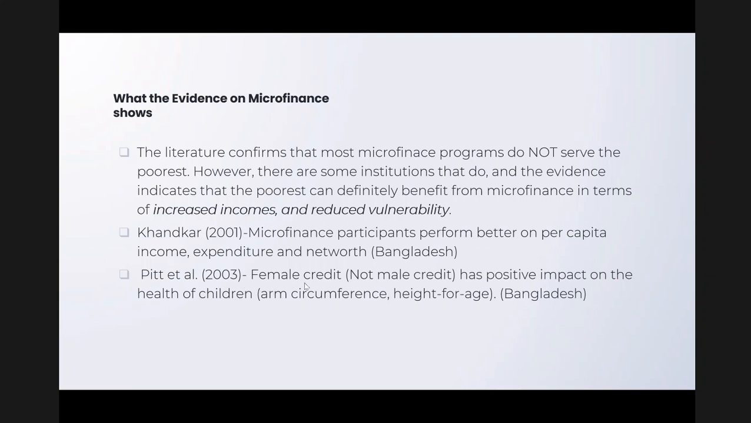Then another study has found that female credit has a positive impact on the health of children. So the health of children is also positively impacted by microfinance schemes, especially female credit. If the microfinance institution is targeting females, it is not only impacting that female but also the health of the children. How did they measure the health of the children? They measured it through arm circumference and height for age. This study was also conducted in the context of Bangladesh.